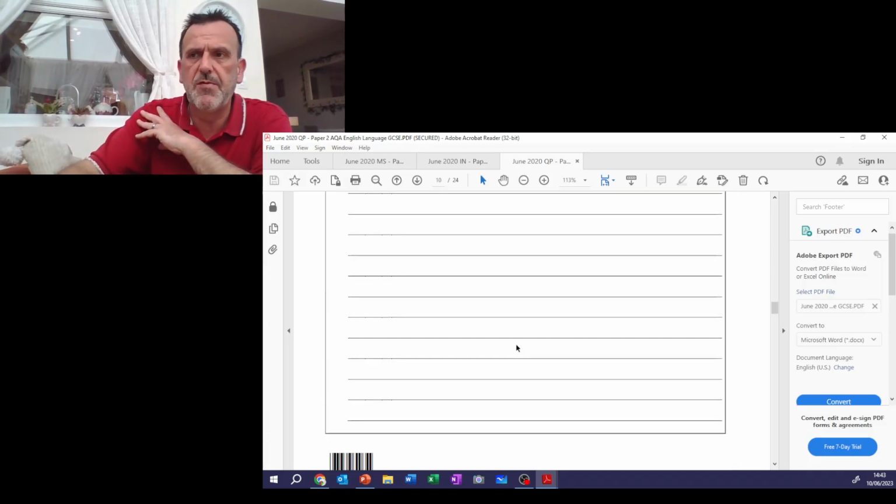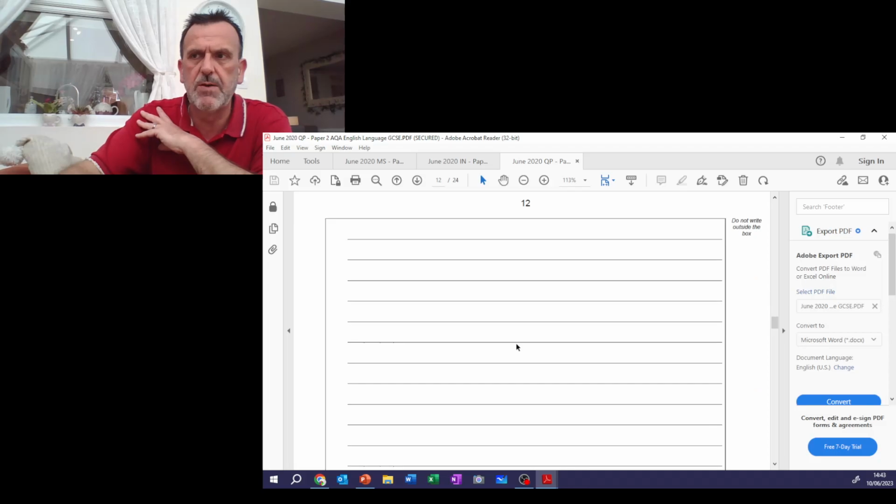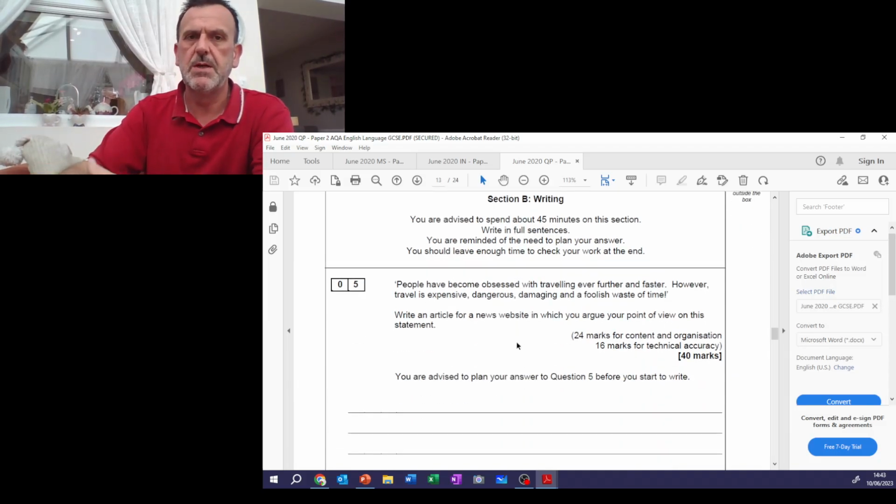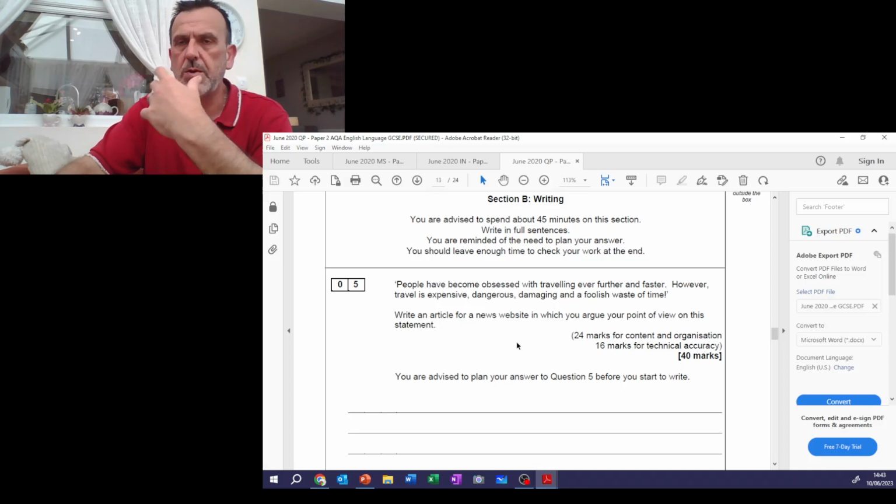And then look at question 5. Always look at question 5 before you start the reading, because as you're doing the reading sections, you should be getting ideas for this. And also, question 5 is probably going to give you a few clues as to what the focus is in the reading section.